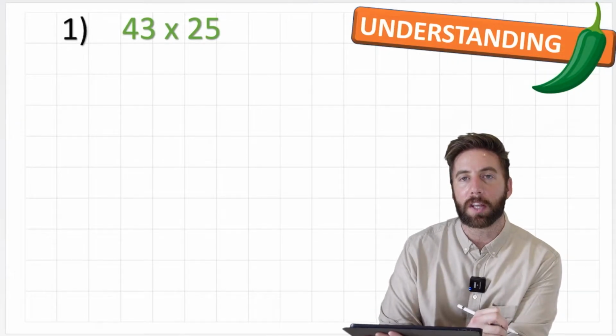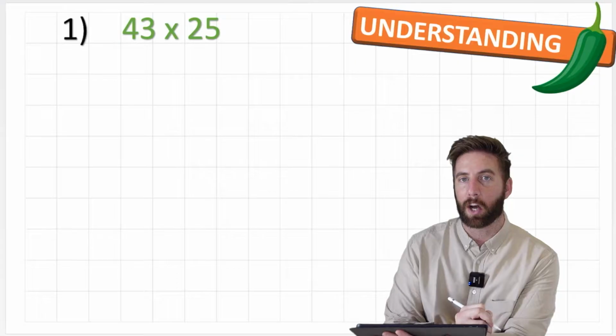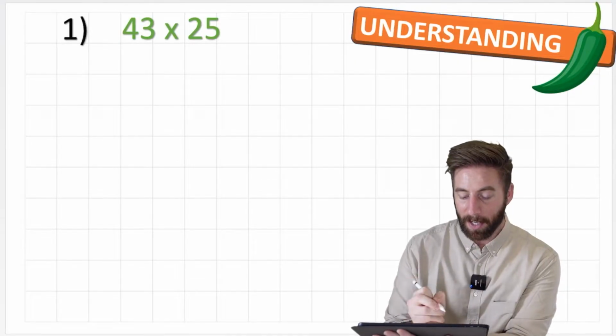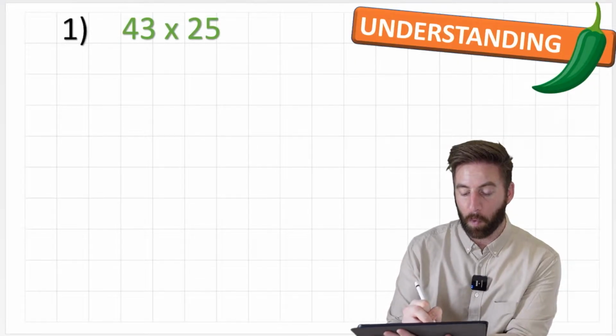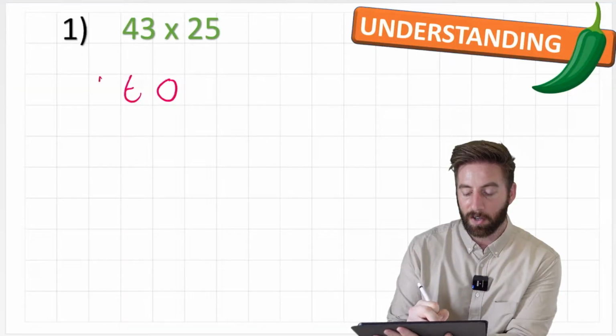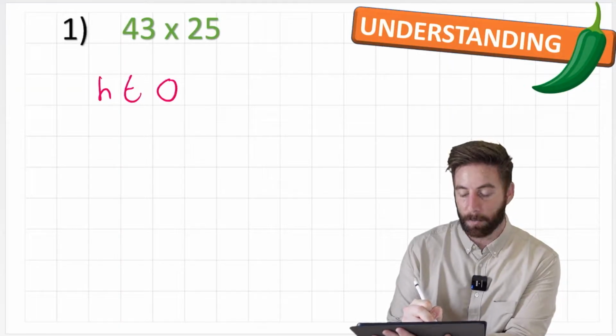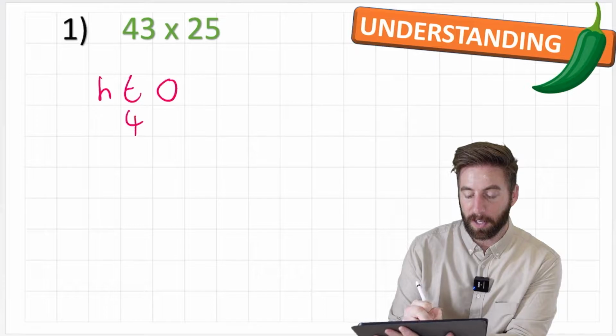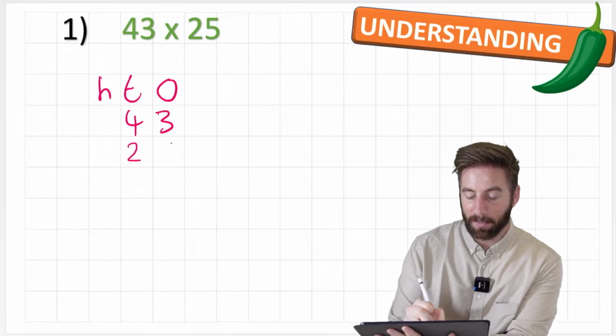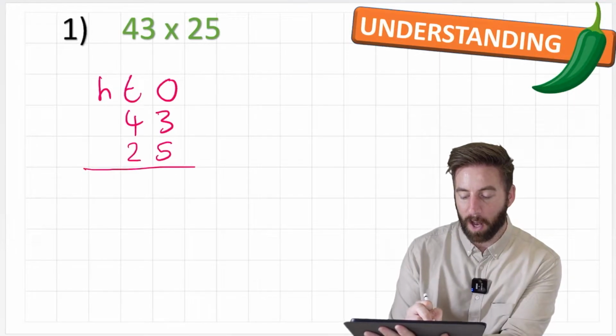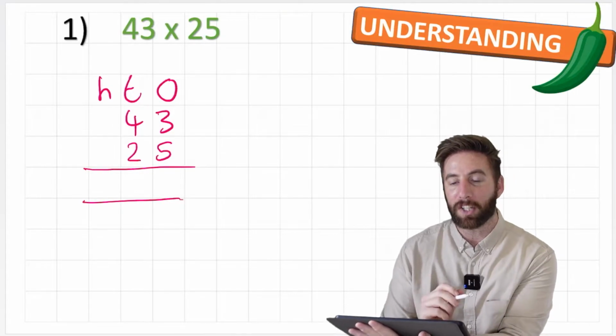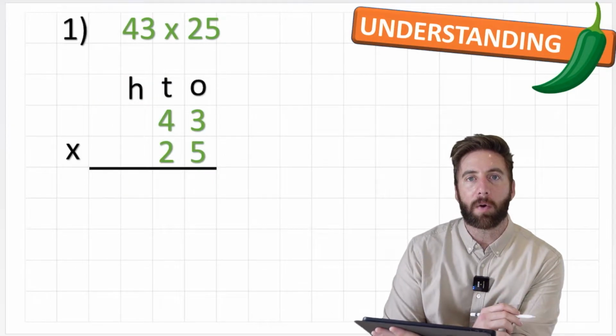Now the first thing we want to think about doing is making sure we're organizing our work nice and neatly before we begin. So I'm going to make sure I start by putting my ones, tens, hundreds, and then I can enter the numbers in the correct places. 43 times 25. Put my equals line, and I'm ready to begin, but let's just tidy that up. So let's begin.